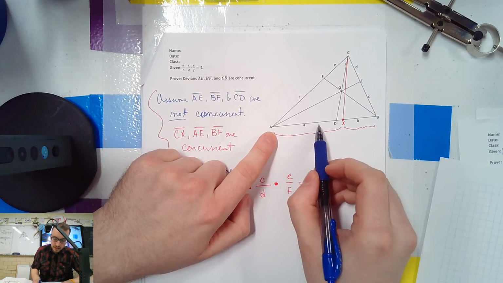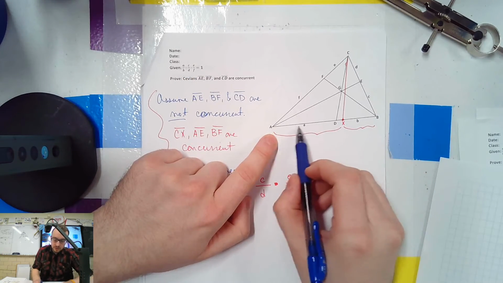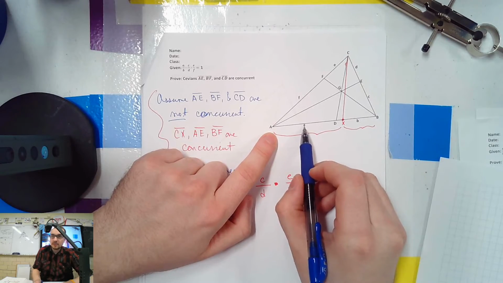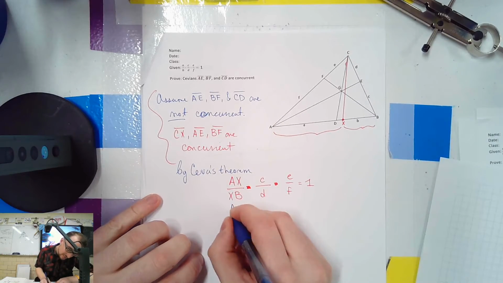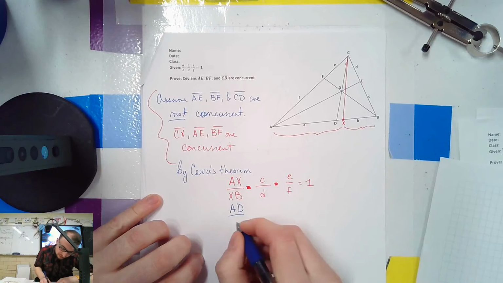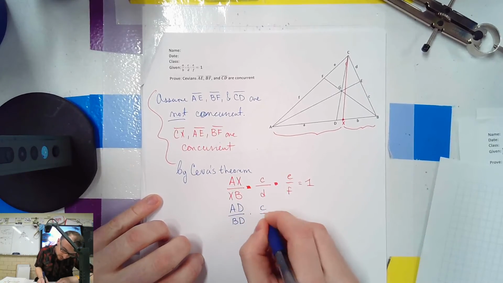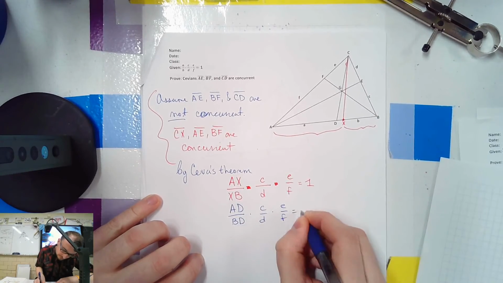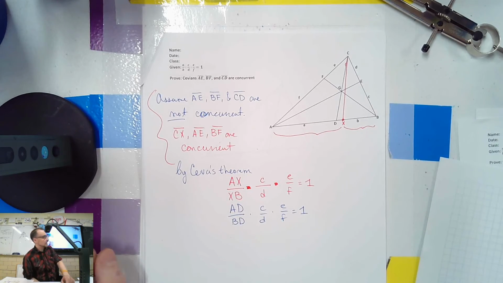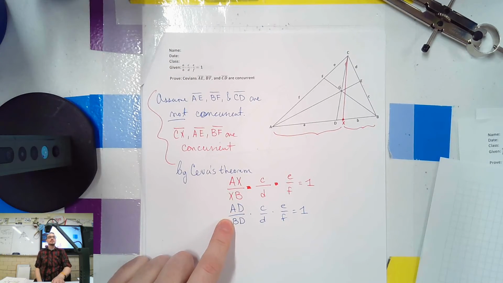So A over B. What's another word for little a? I want to use big letters here. AD. So they gave us that AD over BD times C over D times E over F equals 1. Right? That's basically what they gave us. I substituted little a and little b for these guys. Okay.